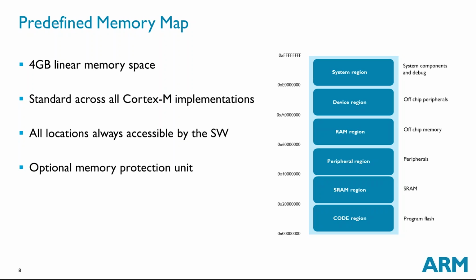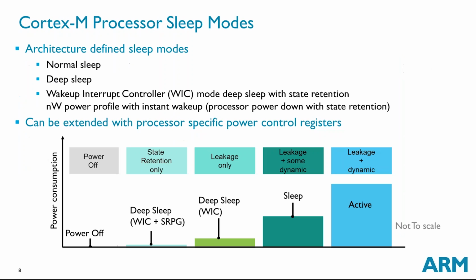There's also an optional memory protection unit which is available for the Cortex-M0+, M3, M4, and M7, and can be used to define memory access permissions. A very compelling use case for the MPU is to define privileged and unprivileged regions in memory for high reliability systems.